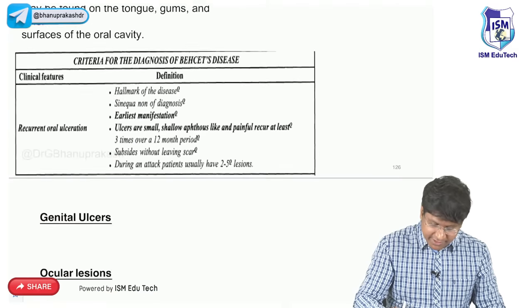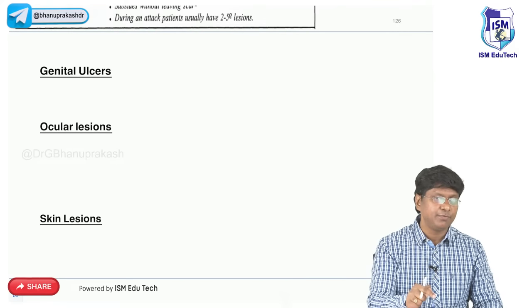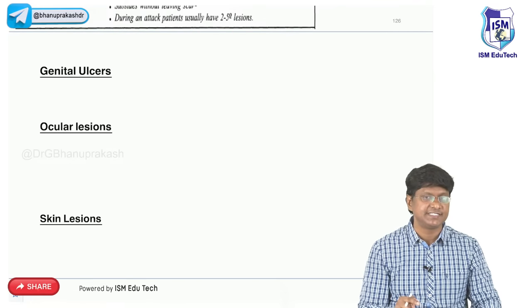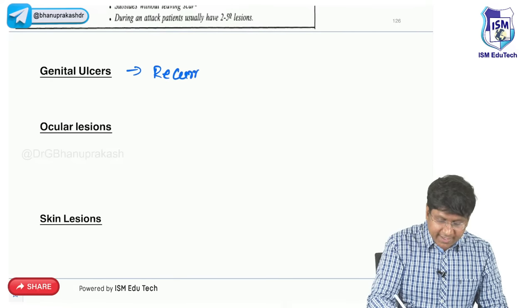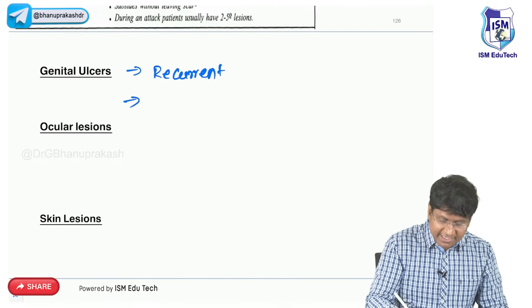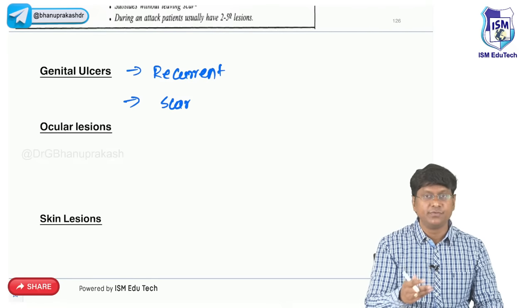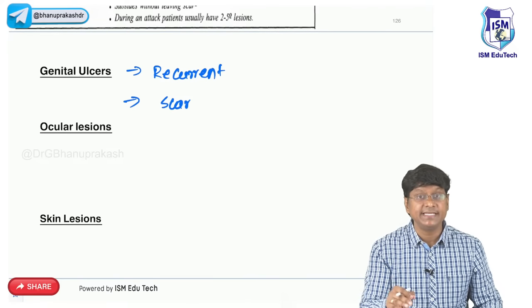And the next important is the genital ulcer. Definitely one important is aphthous ulceration. Next important is the genital ulceration. And even these genital ulcerations also, they are the recurrent genital ulceration. But here, there will be scar formation whenever the ulcer heals, right?